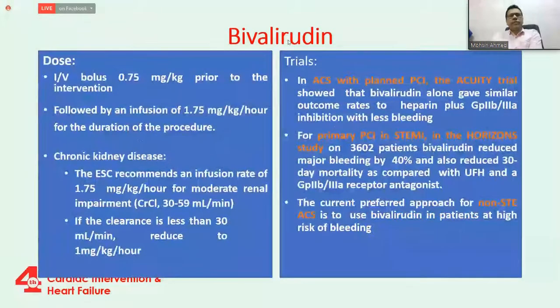The dose is 0.75 mg per kg body weight prior to intervention, followed by 1.75 mg per kg per hour. And ESC recommends in CKD cases, if GFR is less than 30 ml per minute, reduce the dose to 1 mg per kg per hour.